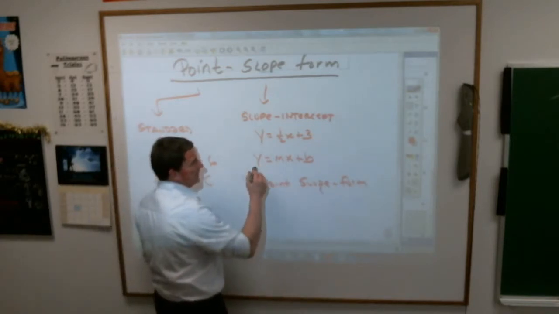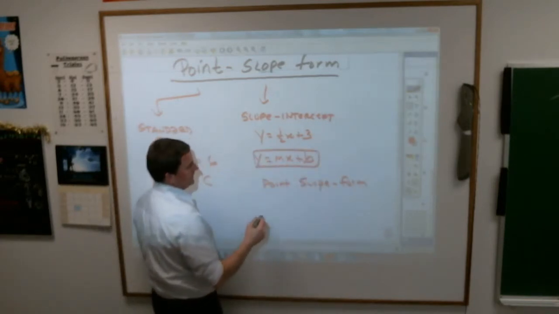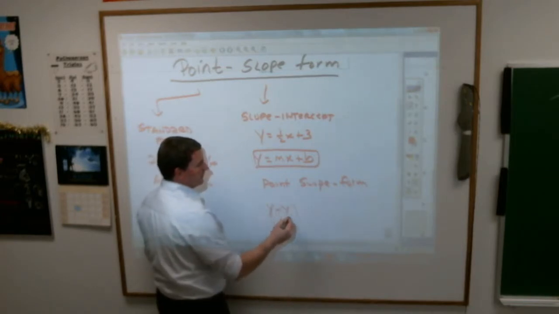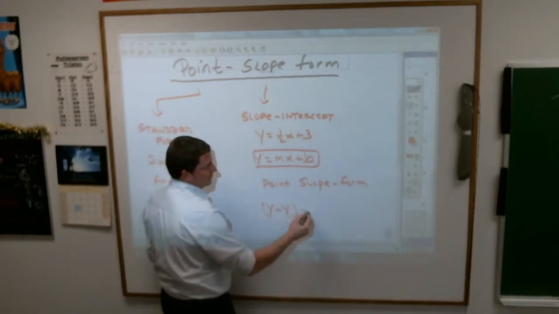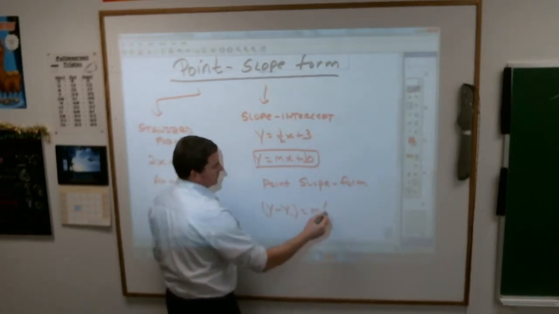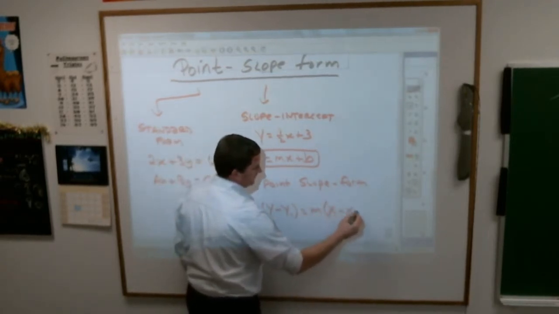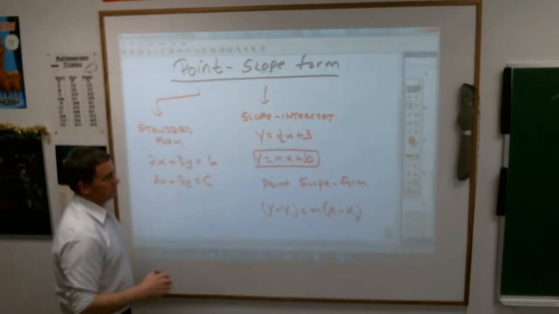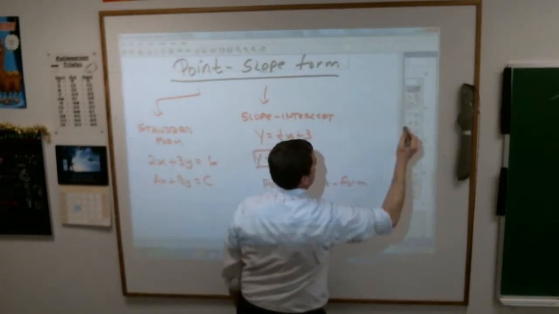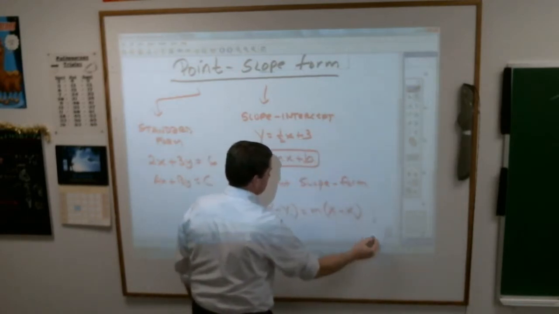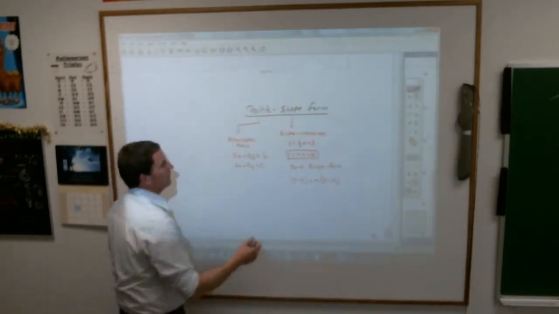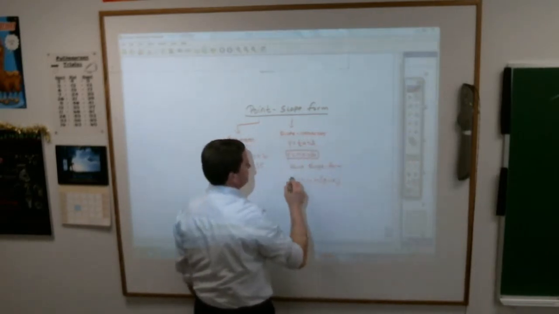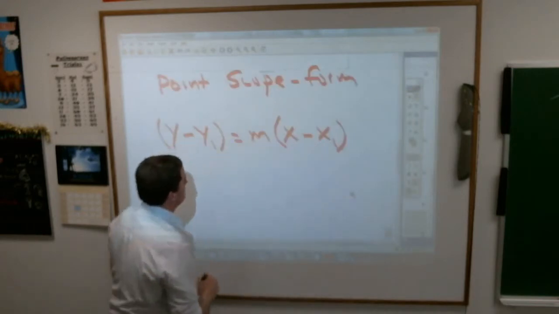Here is the generic form of it: y minus y1 equals m times x minus x1. I've never understood why we use it. I guess I can see how it is, but this is what it looks like. In case you can't see it, I'll make it smaller.